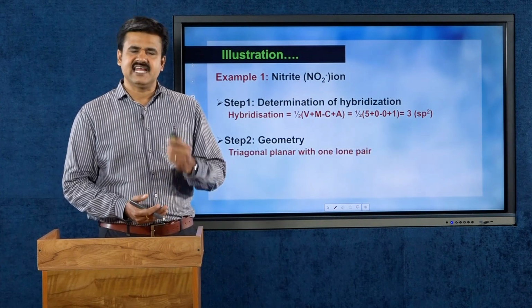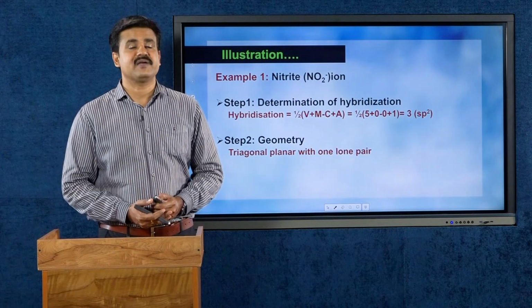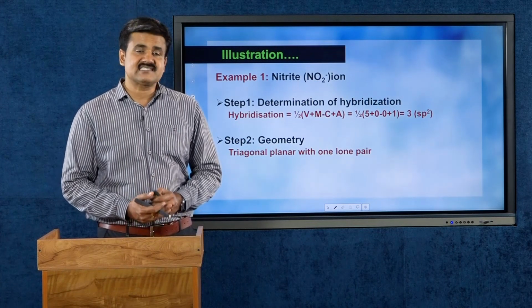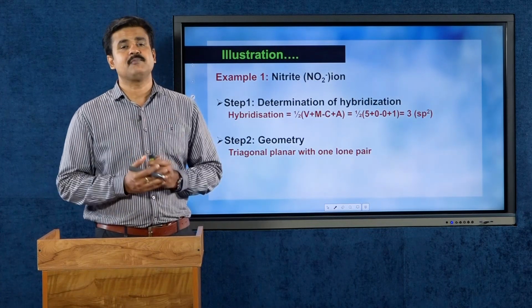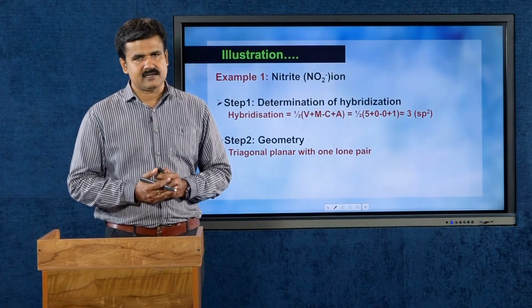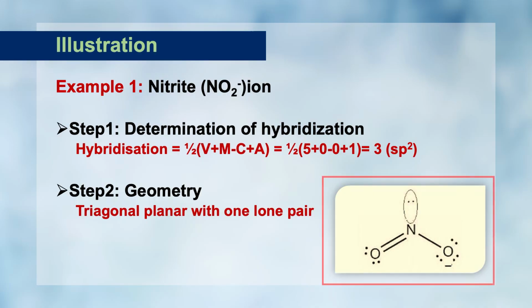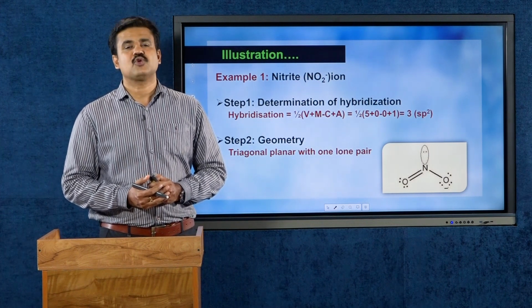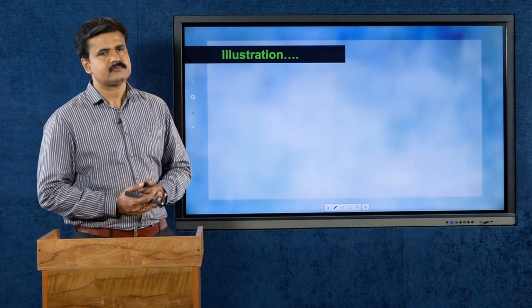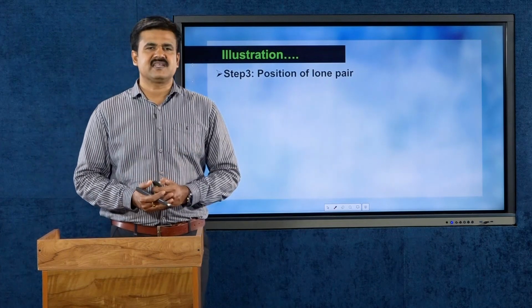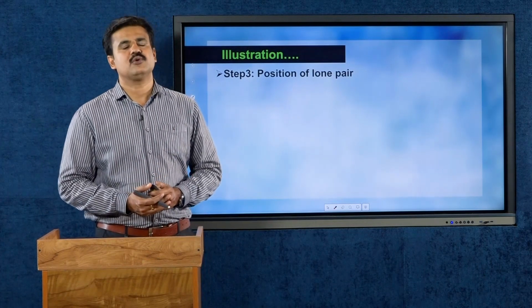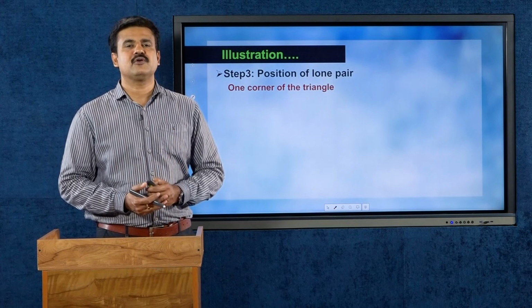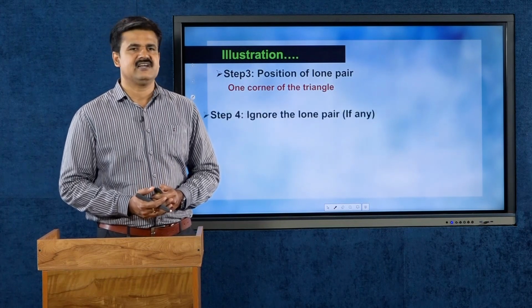But in nitrogen, there will be a lone pair of electrons. So, the exact geometry is trigonal planar with one lone pair. This is the geometry of NO2- ion. Here you can see the position of the lone pair also. One corner of the triangle is occupied by the lone pair. Now, in step 3, you are going to identify the position of the lone pair. The position of the lone pair is one corner of the triangle.